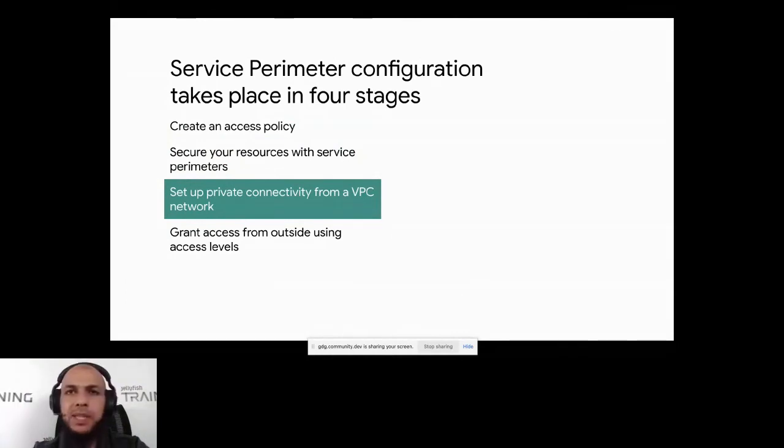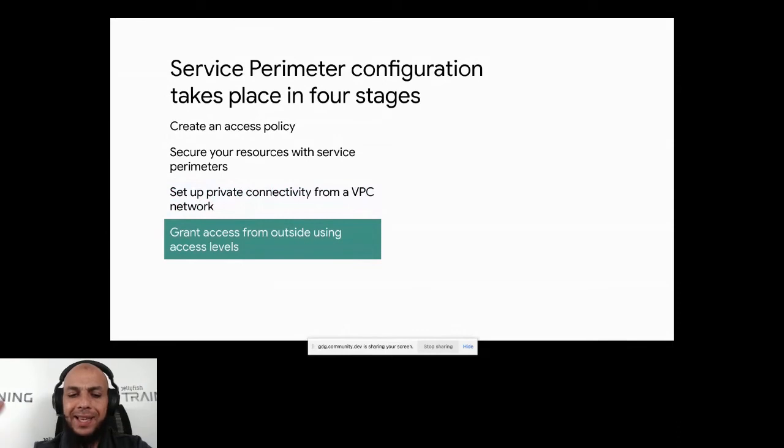Security for VPC networks that are protected by the service perimeter. And then lastly, you grant access from outside using access levels. So the access levels can be used to allow requests from outside the service perimeter to resources which are protected by that perimeter, but do not permit protected projects to access resources from outside the perimeter.